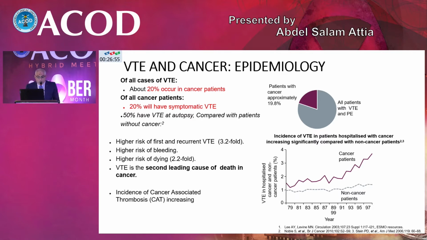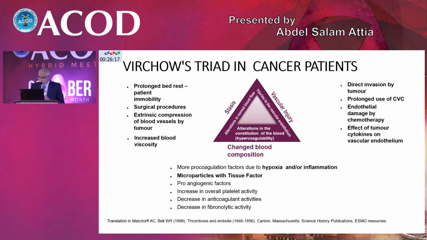The incidence of cancer-associated thrombosis is increasing. If you look at this chart, you will find that a non-cancer patient has an almost steady risk for development of vascular thromboembolism, while the cancer patient has an increasing risk, and this increase is not because of an increase in incidence, but because of our increased awareness of the risk of vascular thromboembolism and its diagnosis. And we are expected to see more cases of vascular thromboembolism.